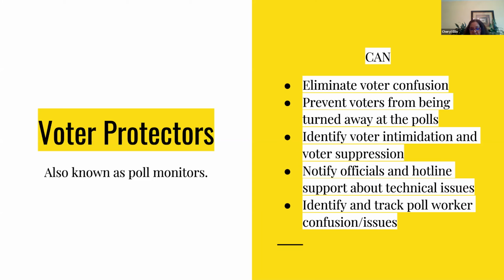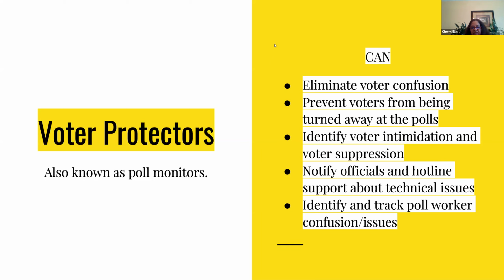Also, the things that vote protectors can do is notify the officials there and call our hotline. Say they've run out of ballots. We definitely need to make sure the hotline is aware, because we'll have our lawyers and people behind the scenes ask for more hours. And that happened back during the primaries up in northeastern North Carolina. And then lastly, they can identify and track any type of confusion or issues, and if there's a trend of that happening at certain polls.